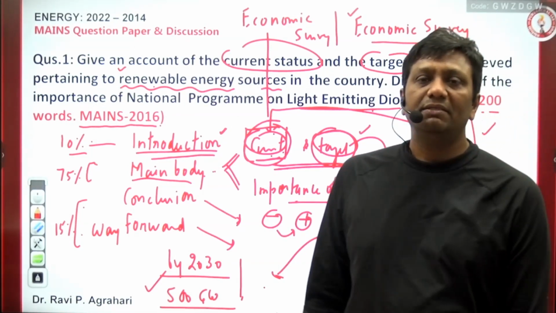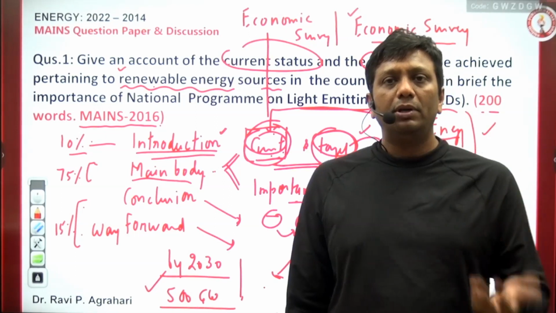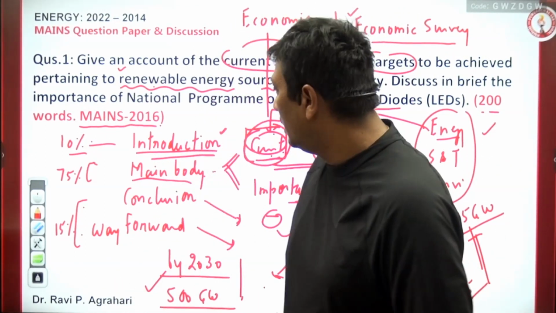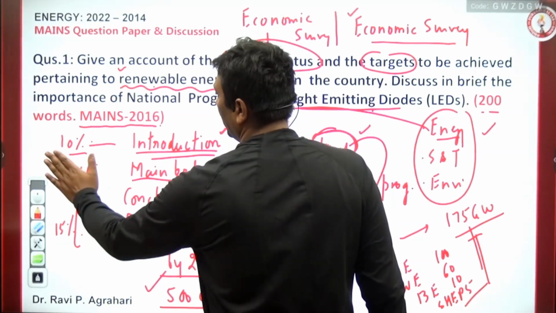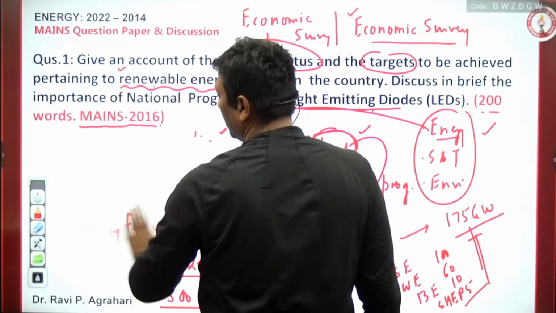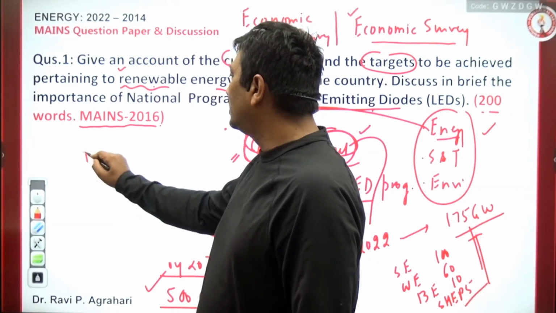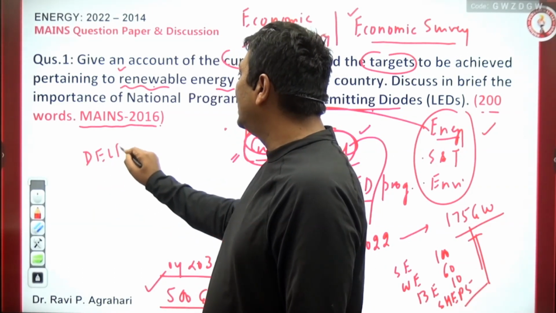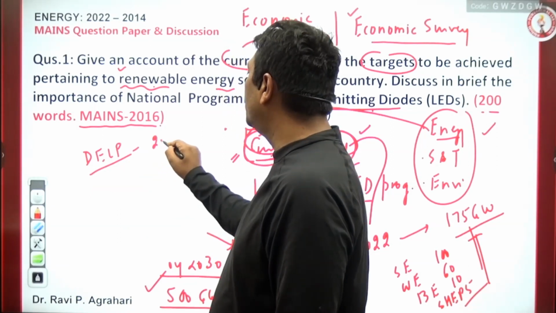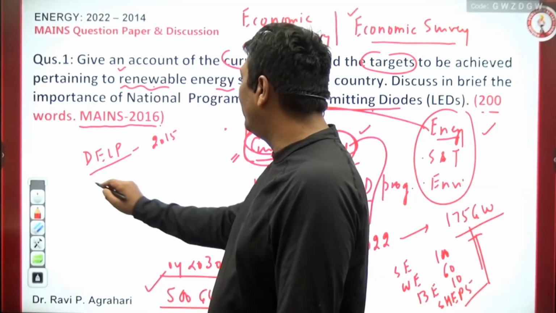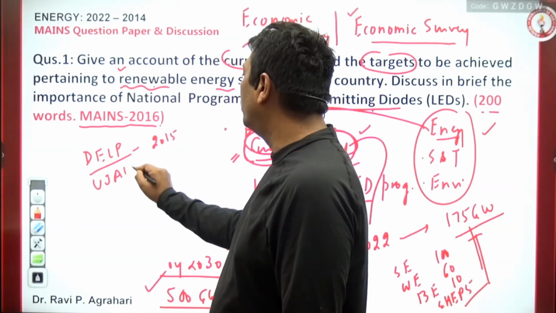What will come in the case of importance of LED program? The importance of LED program, first of all, you must write the name of the LED program. There are two LED program names. The one is called DELP, Domestic Efficient Lighting Program, that was introduced in 2015. This program got a new face with the name of Ujala.